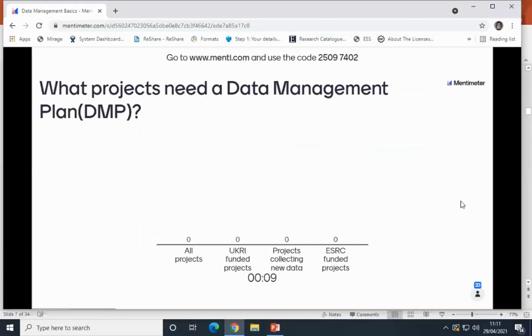Quiz question: Do RI funded projects, only projects that collect new data, or ESRC funded projects, ESRC being the Economic and Social Research Council, need a data management plan?